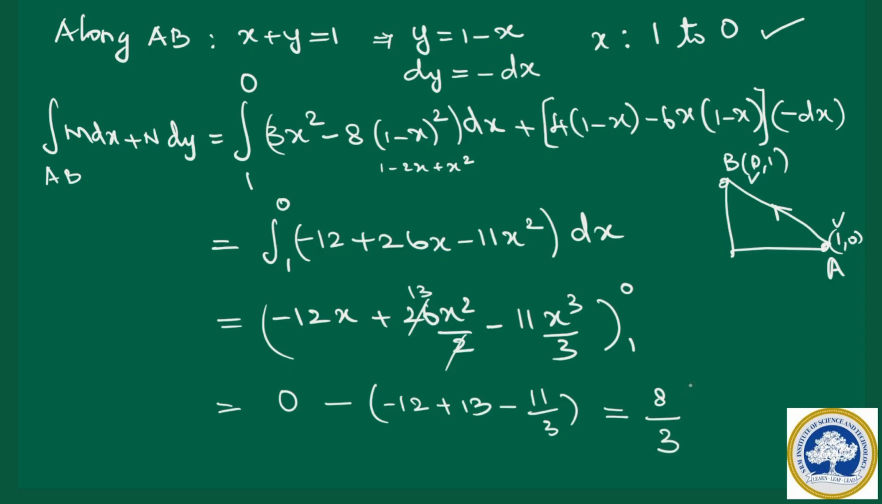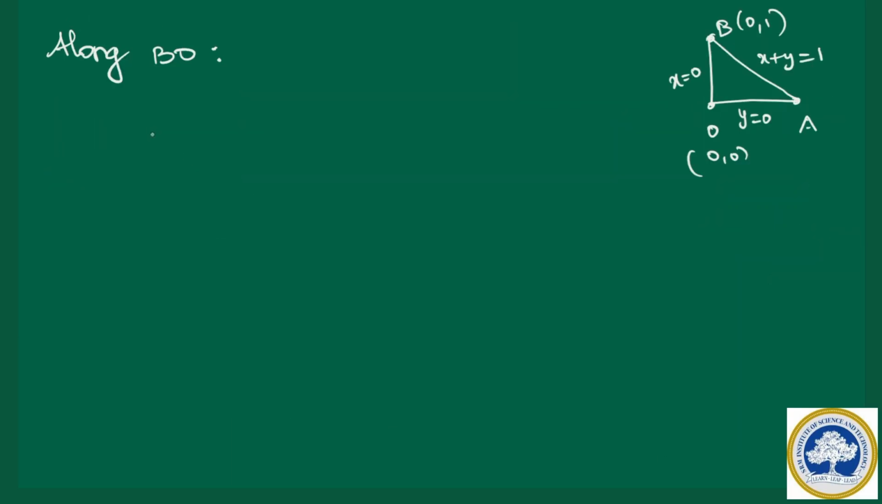Now we have to evaluate along OA, already evaluated, and along AB is also already, now we have found out. Next we have to find out BO. So the next is along BO we have to calculate. Now along BO, BO is the y-axis which is considered as the line x equal to 0. So x equal to 0 means what? dx is equal to 0.